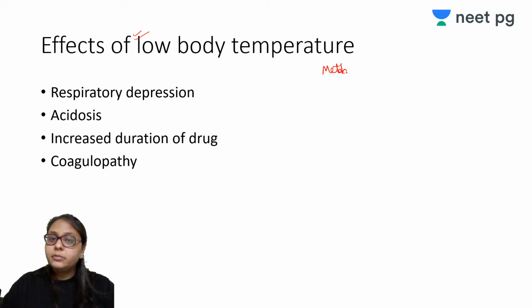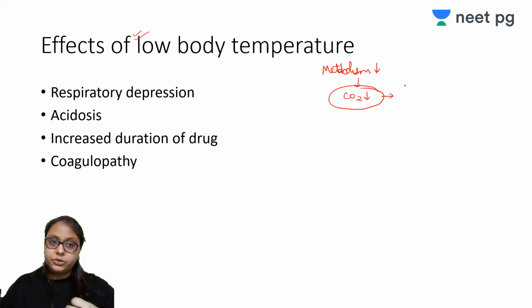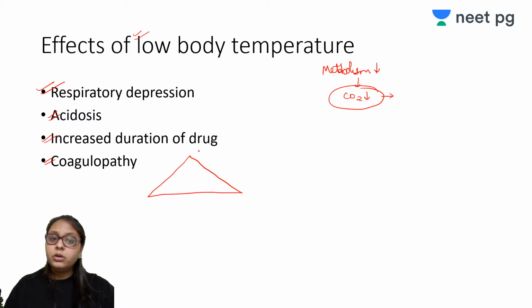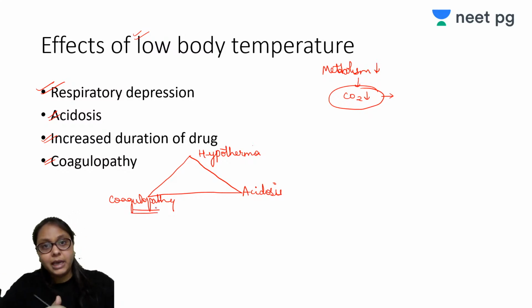As discussed, metabolism will be less, CO2 will be less. ठीक है, अगर CO2 कम होगा तो respiratory stimulation will be less and therefore there will be respiratory depression. ठीक है, एसिडोसिस होने के ज़्यादा चांसेस हैं. मेटाबॉलिज्म कम होगा तो उसकी वजह से increased duration of drug होगा, है ना. And coagulopathy, इसको तो हम lethal triad, we all know, hypothermia, acidosis, coagulopathy. ठीक है, so there are more chances of bleeding because the platelet function will be hampered.